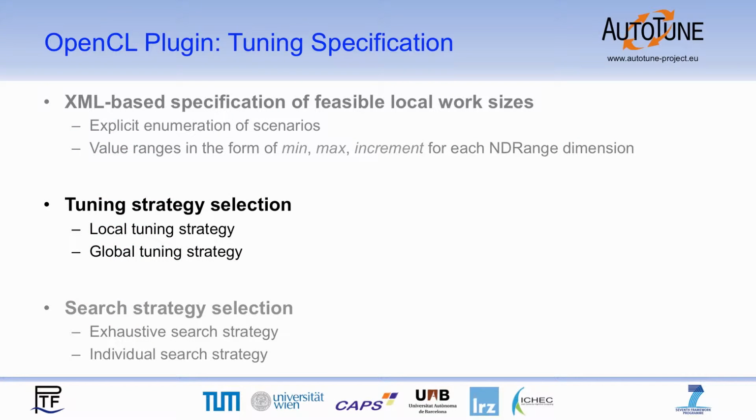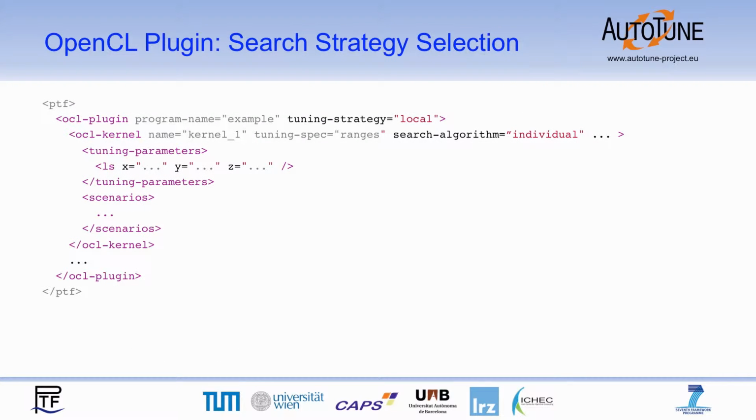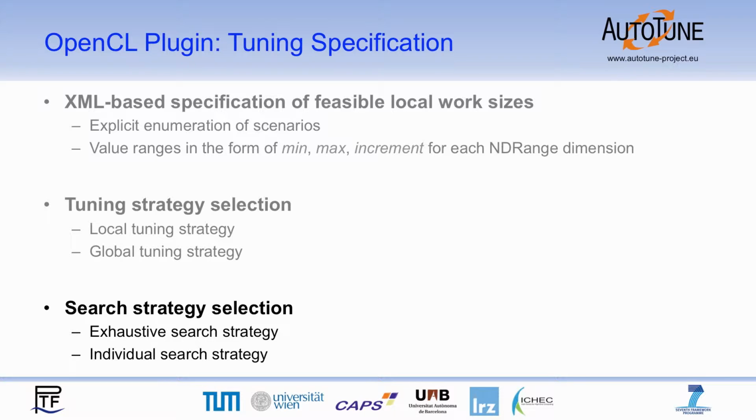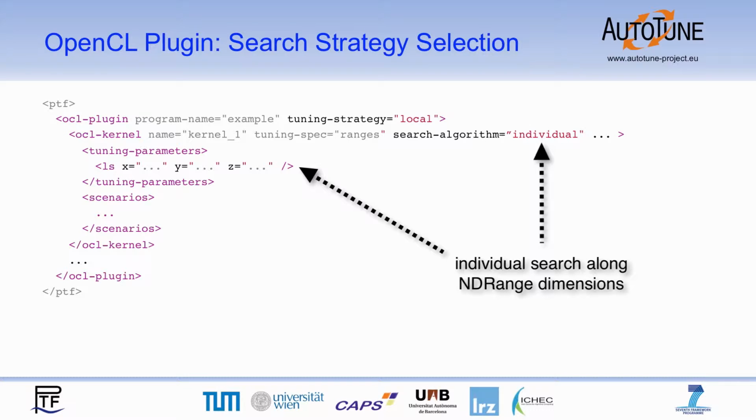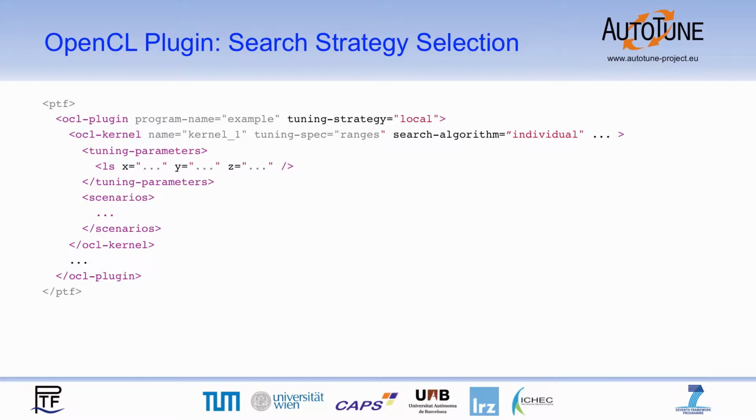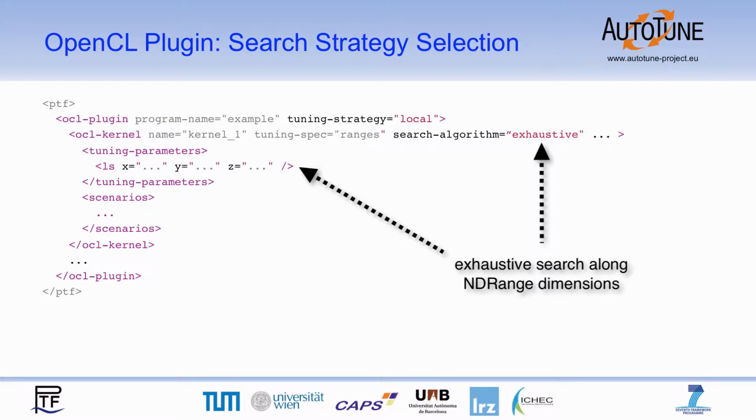The same configuration file is used to set the desired tuning strategy, which can be set on the plugin level to local or global, or to tell the plugin to use the exhaustive or the individual search strategy. If the local tuning strategy is used, the plugin may be set to use individual or exhaustive search along NDRange dimensions. Each kernel-specific search space may be explored with a different search algorithm.